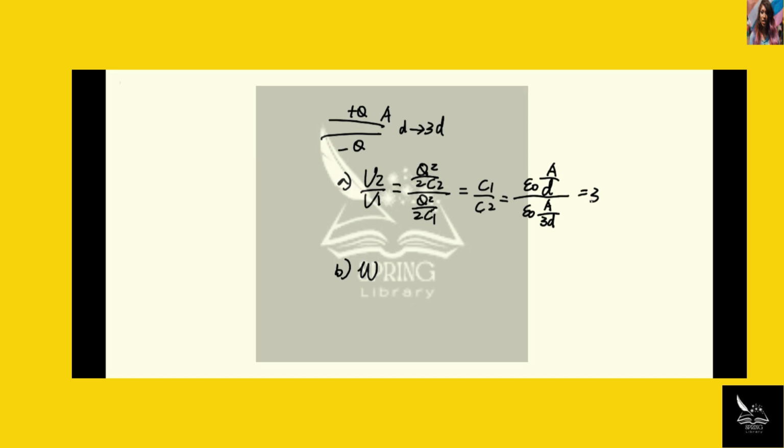And then let's find the work. The work is U2 minus U1. So the work will be, let's simplify it because we know U2 equals 3 times U1. So this is just 2 times U1. So U1 is Q squared over 2C1. So 2 times that is Q squared over C1. And then the C1, that is the previous capacitance, is epsilon A over D. So this is the amount of work that is required to triple the separation.